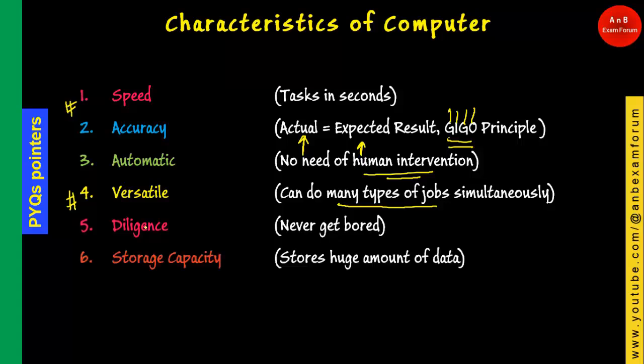Next is storage capacity. As human beings, we also have storage capacity, but ours is limited because we are living beings, whereas a computer is a machine which stores a huge amount of data. So storage capacity is also one characteristic which differentiates it from the human.